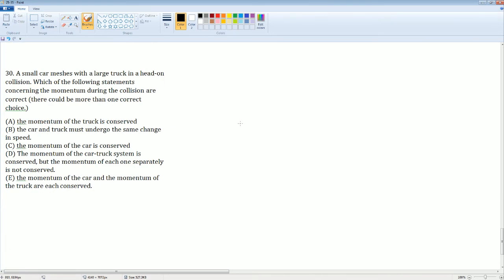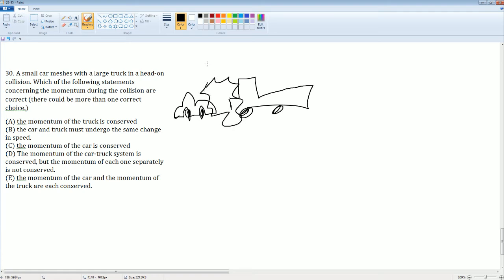Let's look at 30 here. A small car collides with a large truck in a head-on collision. Which of the following statements concerning the momentum during the collision are true? The momentum of the truck is conserved. So this wouldn't make sense, right? Because watch, the car is going to hit the truck. So the momentum of the truck is not conserved because this is a total system. So this is wrong.